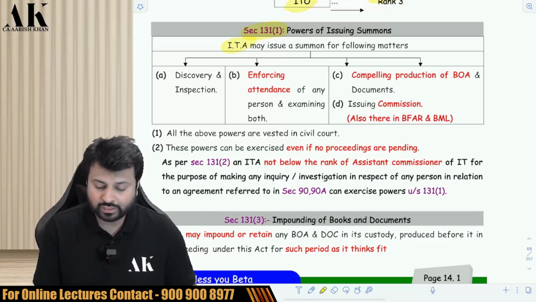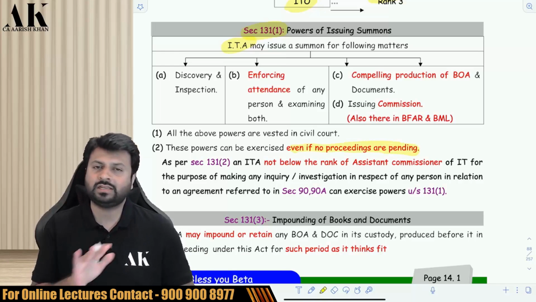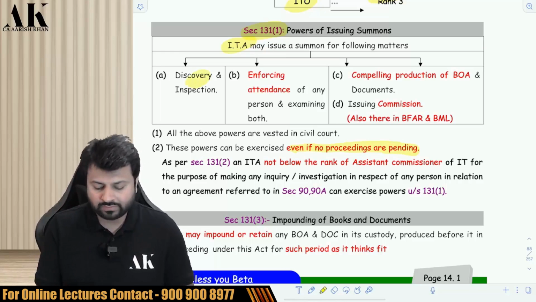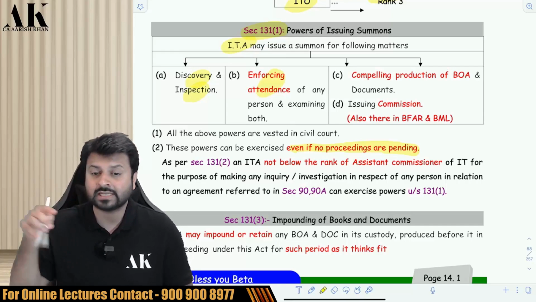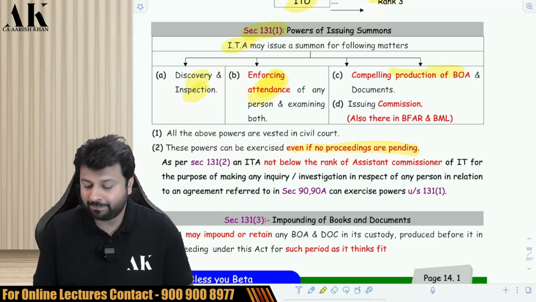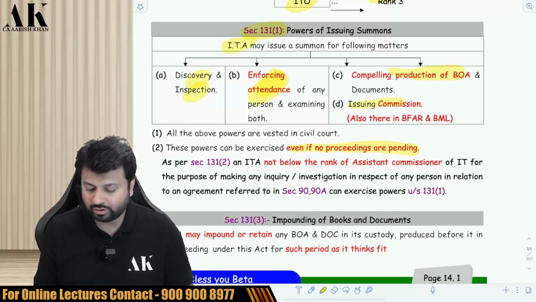So income tax authority may issue summons at any time. Even if there is no proceeding pending, they can issue summons. There is no need to have any proceeding pending to issue summons. Why will they issue summons? They want to discover something, they want to inspect something, they want your attendance in their office, they can enforce your attendance. That is the reason they might issue you a summons. They might compel, they might force you. Compelling means to force you to produce the books of accounts, or they might also issue commission.